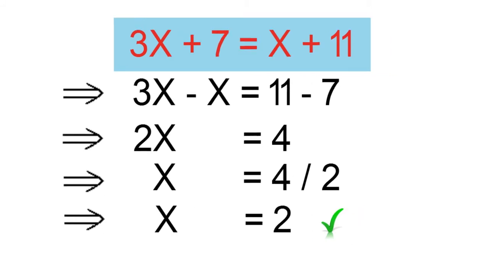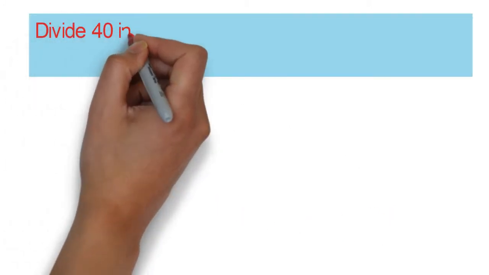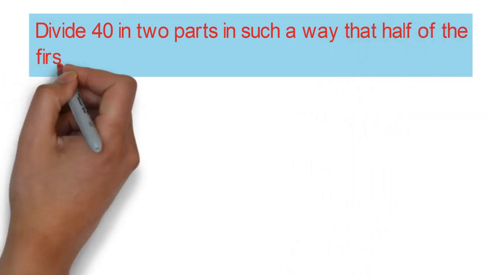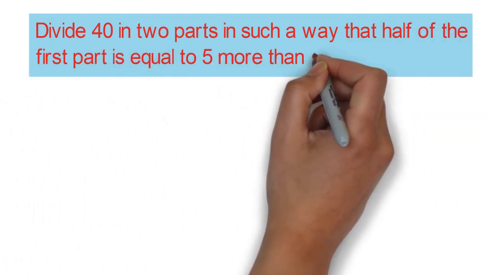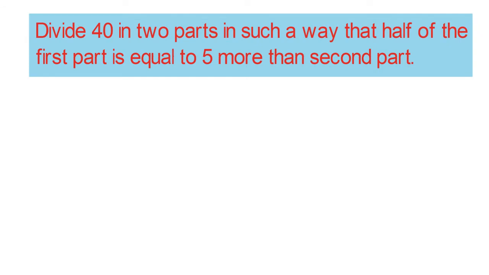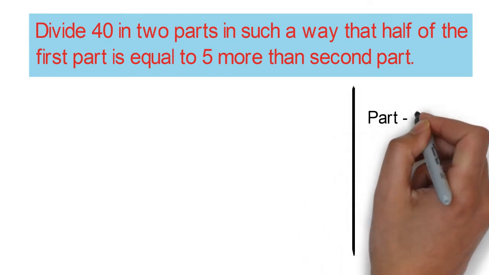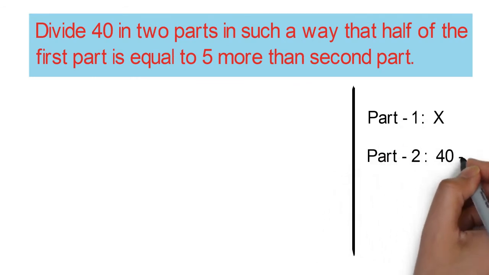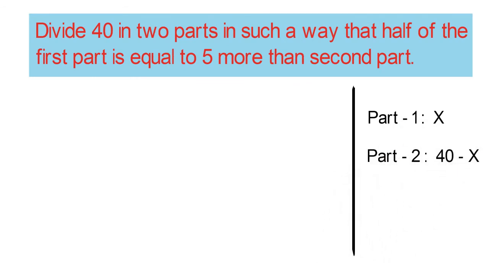Now let's move on to the third question, which is written in terms of a statement. Divide 40 into 2 parts in such a way that half of its first part is equal to 5 more than the second part. As the question says, we have 2 parts. If I consider the first part as x, the next part would automatically be 40 minus x, because the sum of the 2 parts is 40, right?